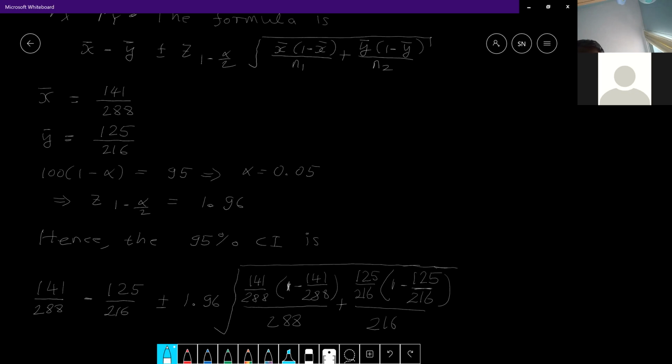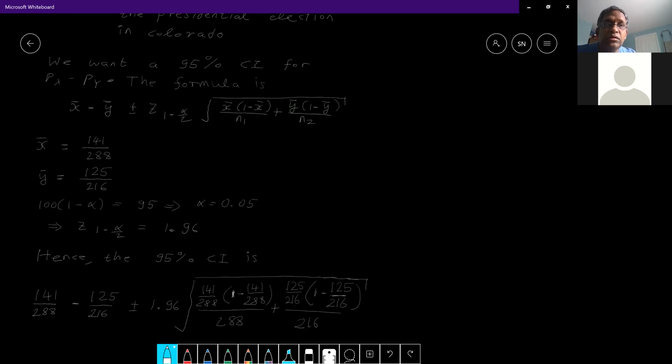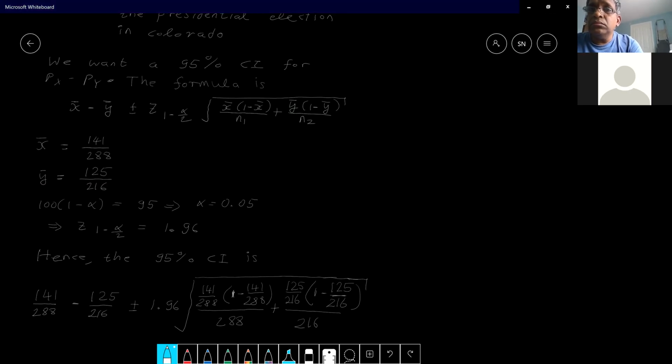All right, so this is the 95% confidence interval for the difference in the proportions for California and Colorado, right? Obviously, if you have a calculator, you should be able to work it out, but I will leave it like this, okay? Is that clear to all of you? Any questions you have? Guys, talk to me. Okay. Thank you, guys.